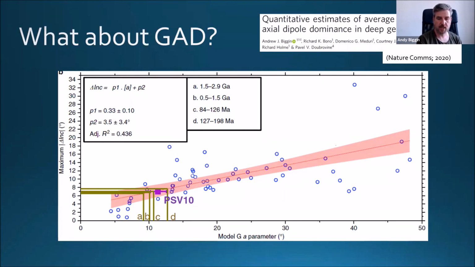So that's quite reassuring. And then if we look at the model GA parameter for those four periods that I showed you before, you can see that they would translate to inclination anomalies that are similar to the last 10 million years. So that's peaking at about 7 degrees inclination anomaly, which isn't great, but that's an extreme. Most latitudes' inclination anomaly doesn't exceed 2 or 3 degrees in the last 10 million years.